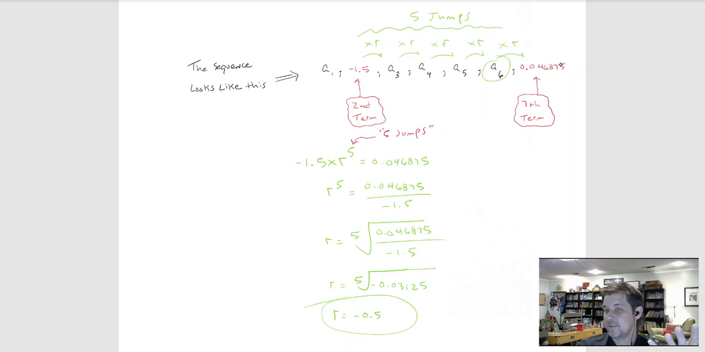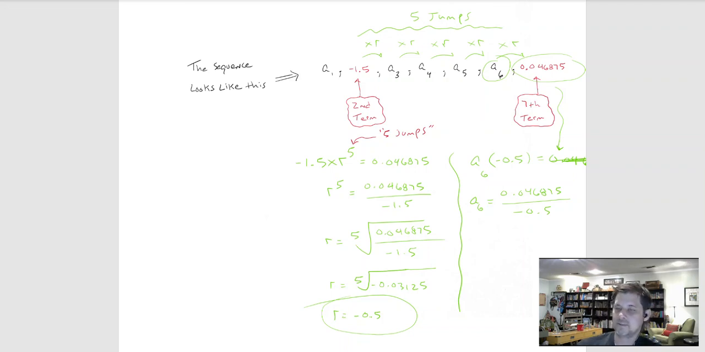So look, I know the seventh term. How many jumps from the sixth term to the seventh term? Isn't it true that all you would do is, the sixth term, whatever it is, if you multiplied it by negative 0.5, you would get the seventh term? That's how it works. This is a little messy, but I want to write that number right there, 0.046875. Then the sixth term is just 0.046875 divided by negative 0.5. And that'll be our final answer.